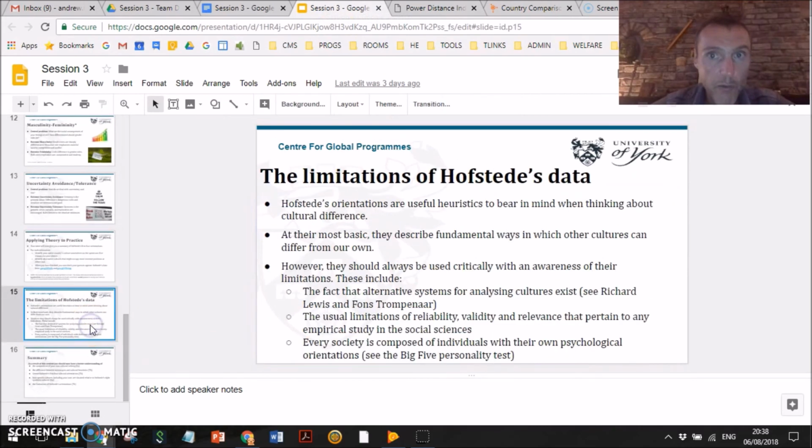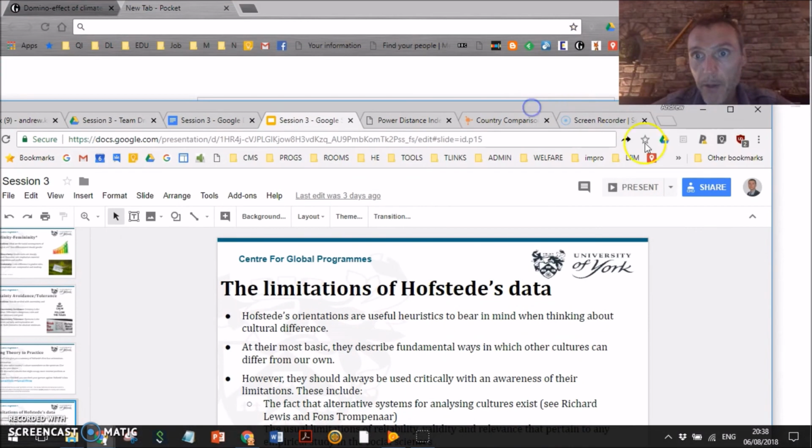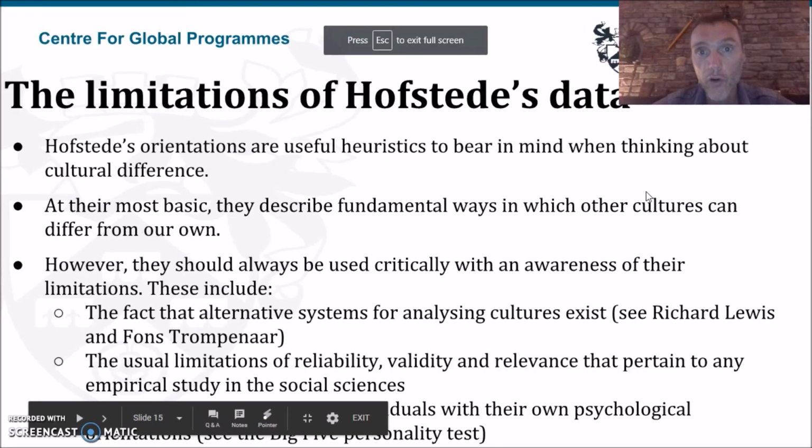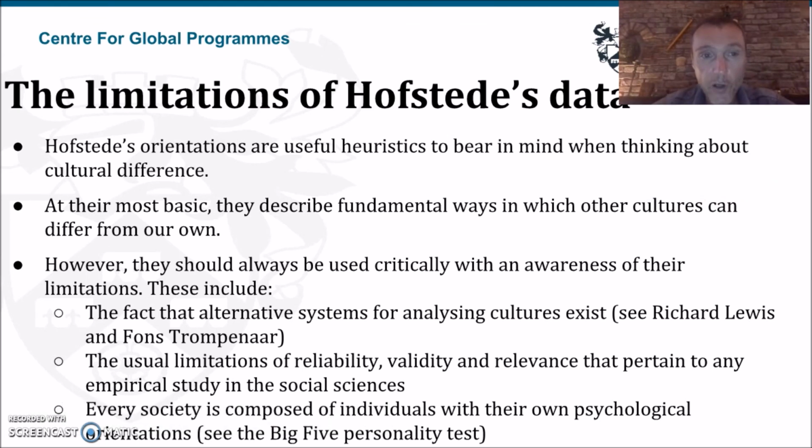Now this session would not be complete without thinking about the limitations of Hofstede's data. The point we want students to understand is that Hofstede's orientations are useful heuristics to bear in mind when thinking about cultural difference. Our default tendency is towards ethnocentrism, and therefore judging others by what's under our own cultural iceberg, using our own cultural filter. Hofstede's data allows us to have another starting point, but we will still have to calibrate from that other starting point. I think that's the point I want to emphasize here.